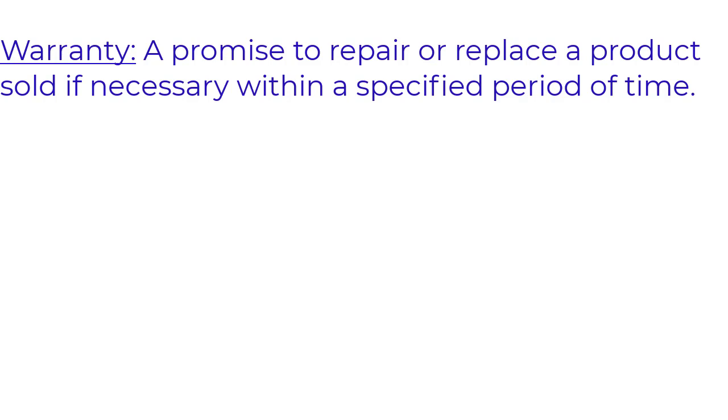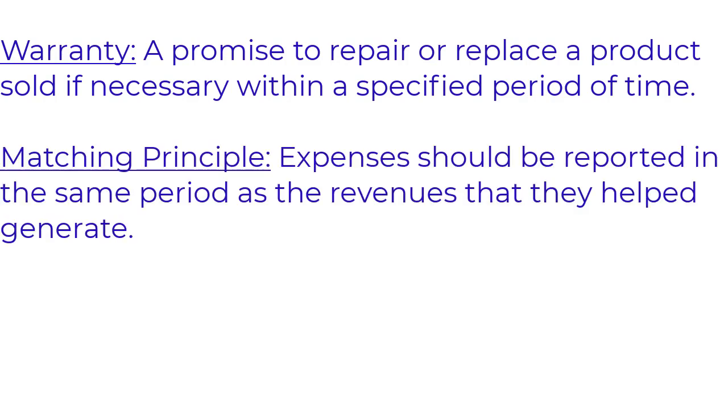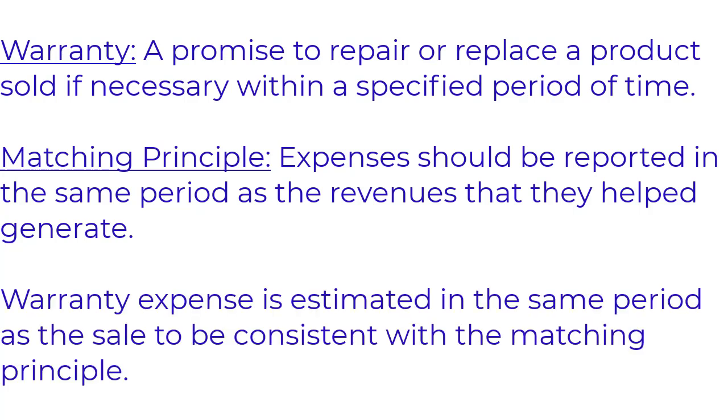Why is this a problem, you might ask? Well, you might remember the matching principle, which states that expenses should be reported in the same period as the revenues that they help generate. This means if we were to record warranty expense in the period when the item was repaired or replaced, the warranty expense would be reported in a different period than the sale that it helped generate, violating the matching principle. For this reason, companies estimate their warranty expense in the period of the sale and report a special new liability account called estimated warranty liability, as we will see in this example in a moment.